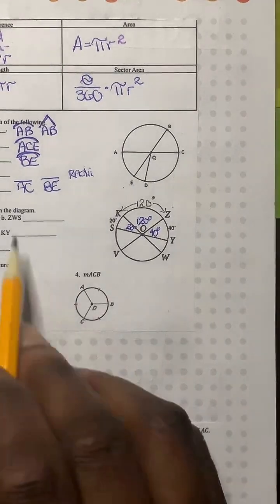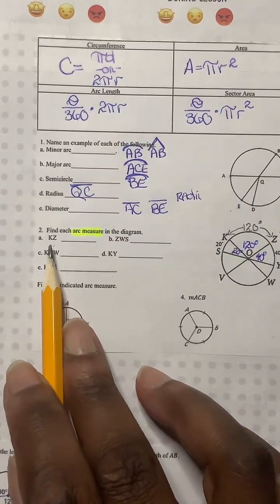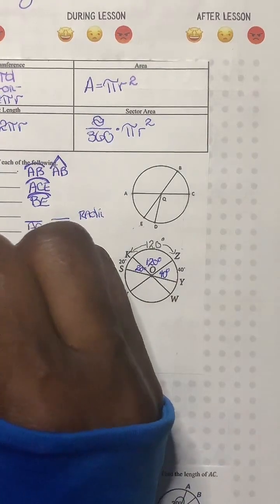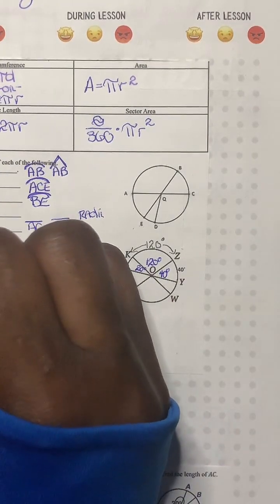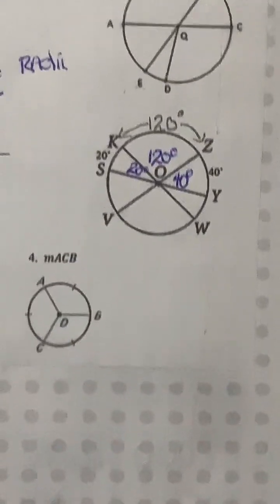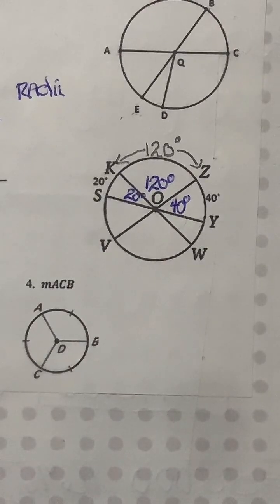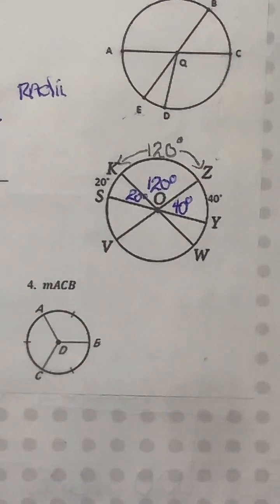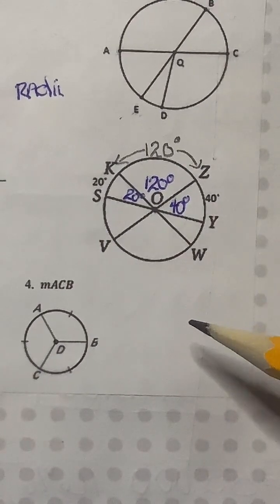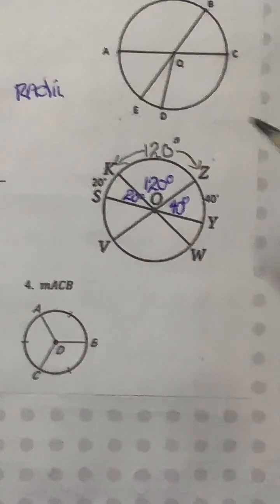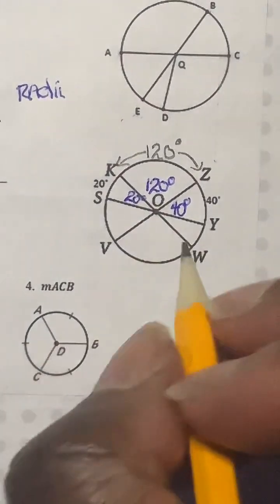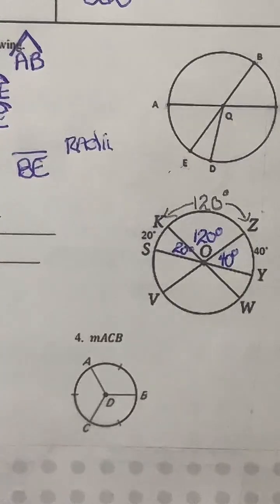So we want to know what the measure of KZ is, and we just found it. It was going to be 120 degrees. So we could figure out the other side. Okay, we saw one side. Now we need to figure out the other side. Now, this is when it goes a little bit further into geometry, because we have almost what's called a pairing.